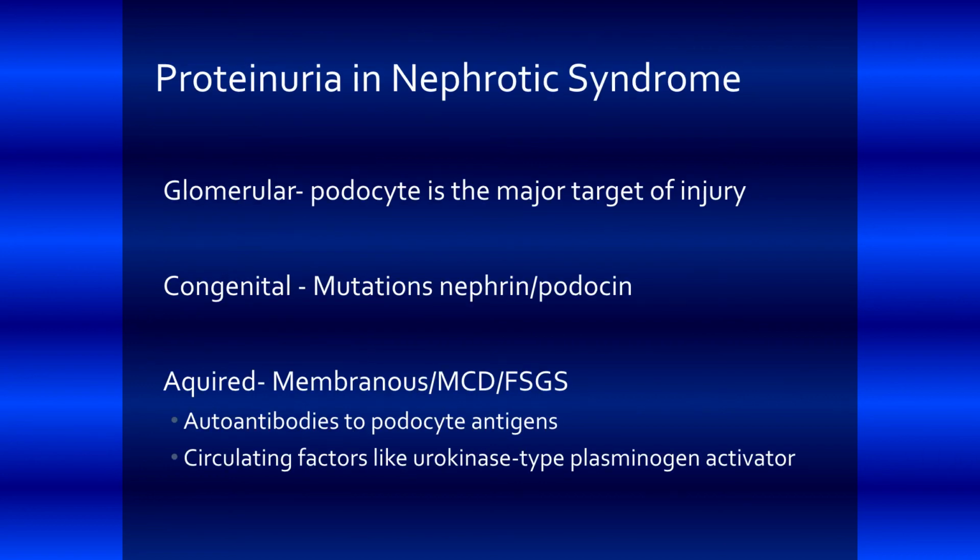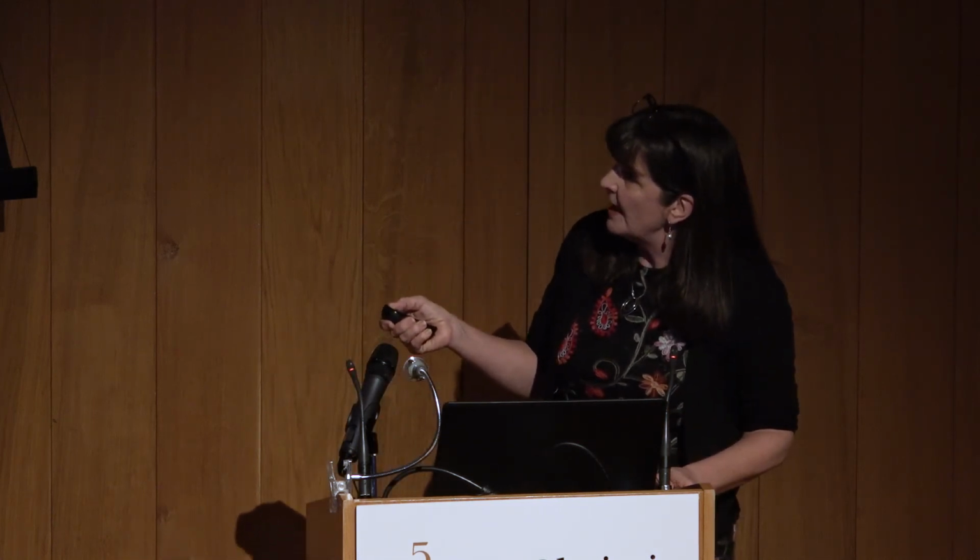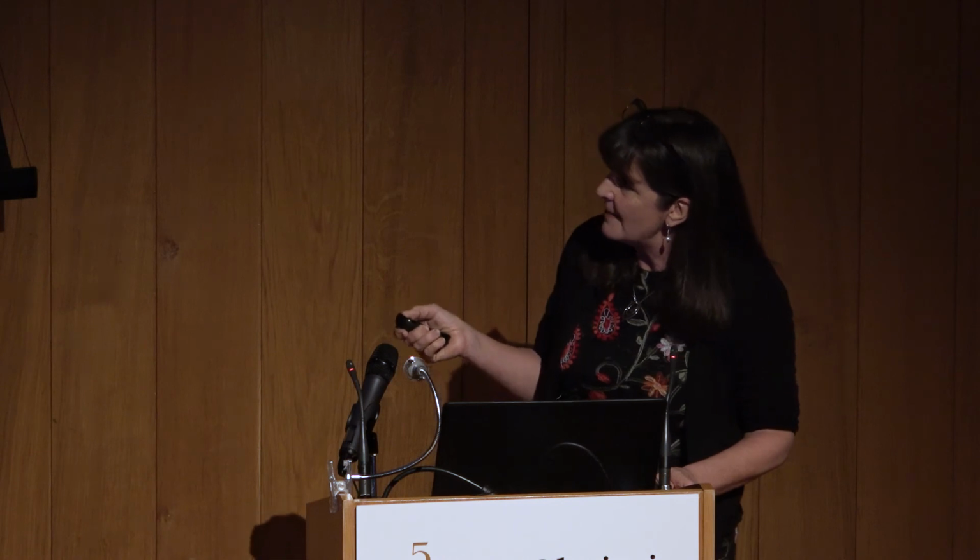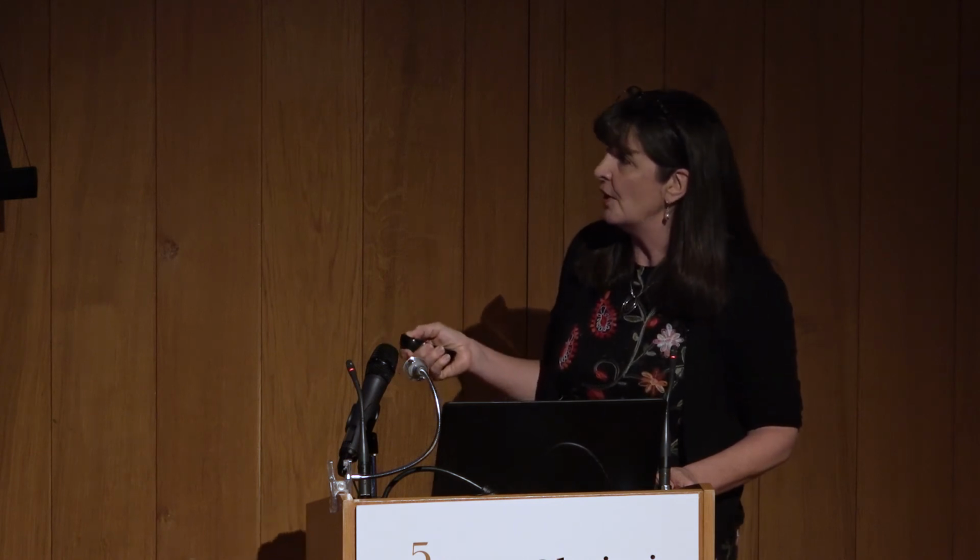So the proteinuria in nephrotic syndrome is glomerular in origin, and the podocyte is the major target of the injury. And you can have congenital nephrotic syndrome due to mutations in nephrin or podocin, or you can have acquired either due to autoantibodies to the podocyte antigens, which you get in membranous. In minimal change and FSGS, what we have is actually a systemic disorder where there is production of circulating factors which cause destruction of the podocyte cytoskeleton and proteinuria.